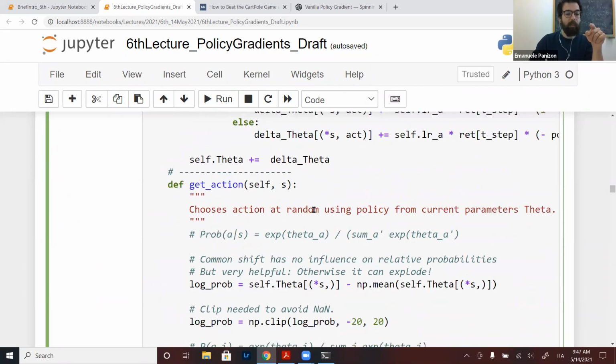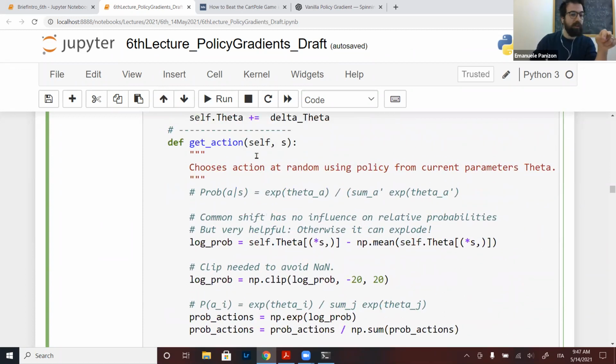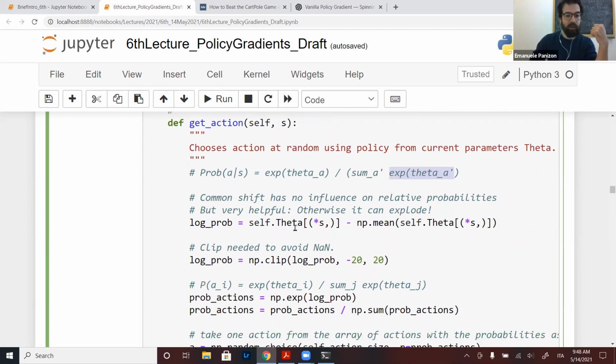And then let me go first to the actions. When I have a state and I want to get an action, a single random action, what do I have to do? I have to compute this. I have to take all the theta which correspond to that state. And the probability of doing an action is the exponential of that parameter theta divided by the sum for all the possible actions in that state of the exponential of that parameter. Okay, this is the definition of a probability given by our softmax policy.